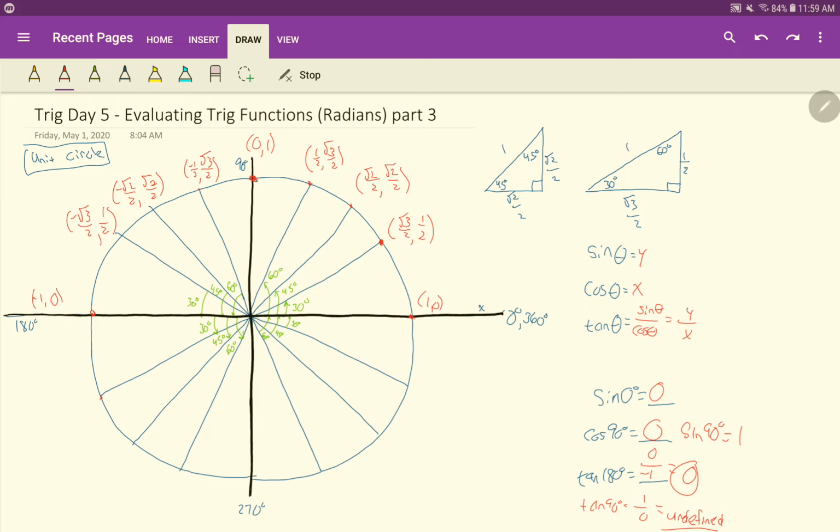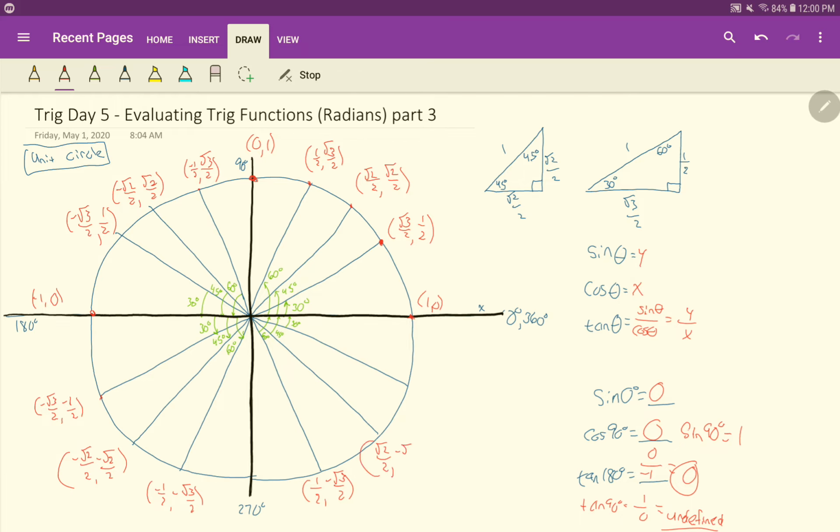And so this will be then negative root 3 over 2 comma -1/2. Negative root 2 over 2, comma negative root 2 over 2. And then this will be -1/2, comma negative root 3 over 2. And then this will be positive 1/2. So the x-coordinate will stay positive, but it's the y-coordinate now that is opposite because you're reflecting over that x-axis there.